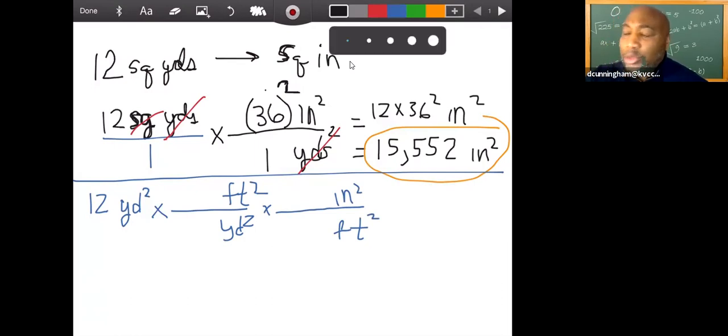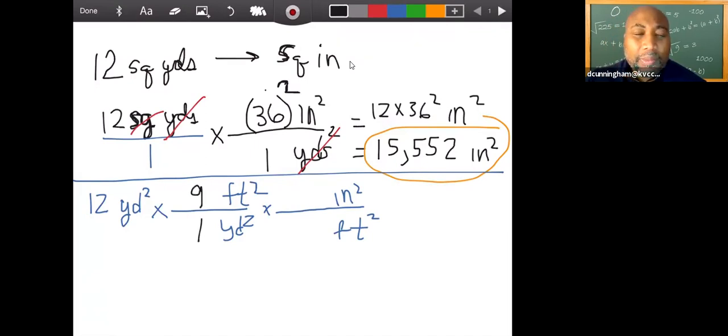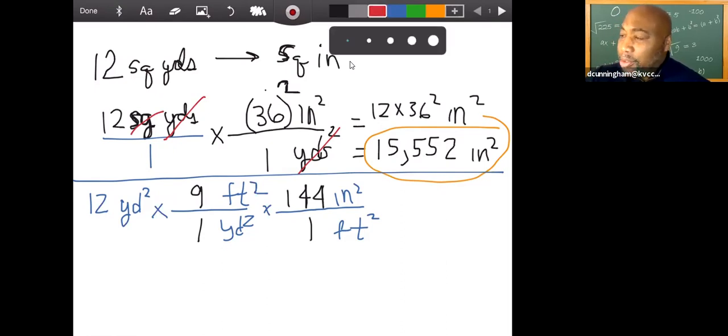Now, what's the relationship between feet square and yard square? Normally we say 3 feet equals 1 yard, but since this is square, it'd be 3 times 3. So this is 9 over 1. For the other piece, inches and feet, we normally say 12 over 1, but since this is square, this would be 144 over 1. And so if we look here, our units will cancel with our yards square, feet square, and we end up with inches square.